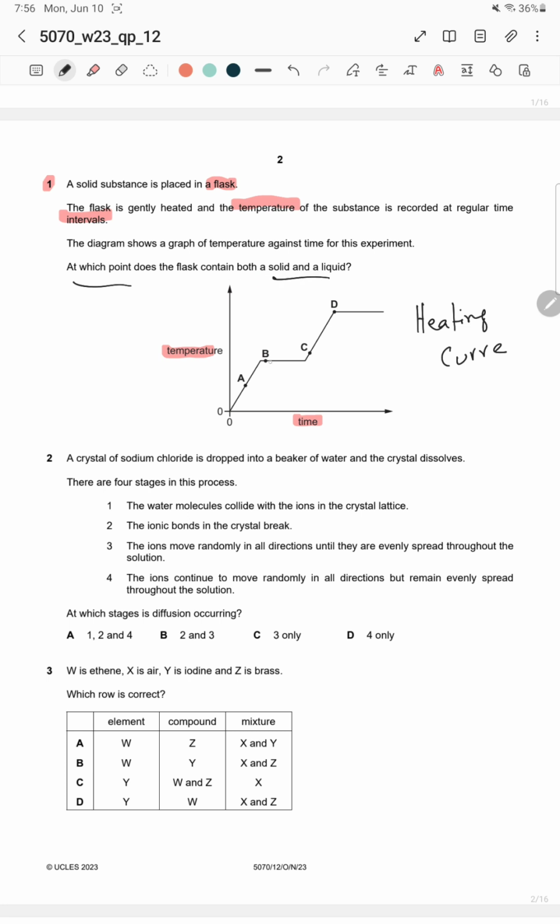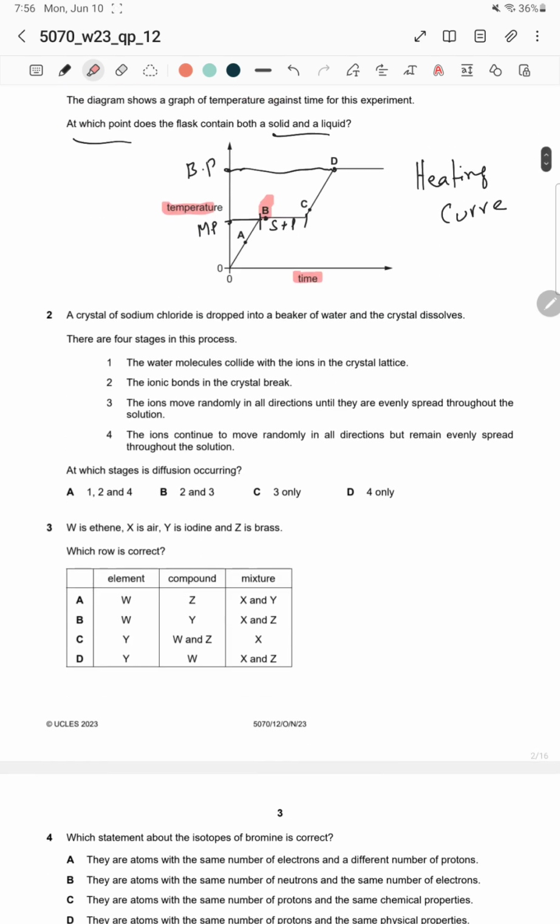That's very simple. So we know at B what happens from this region to this, both solid and liquid, both physical states will be present, and the temperature corresponding to B, this will be the melting point, and corresponding to D here, this will be the boiling point of the substance. So which one is the correct option for the first question? That is B. So this question was from the topic states of matter. Second question.